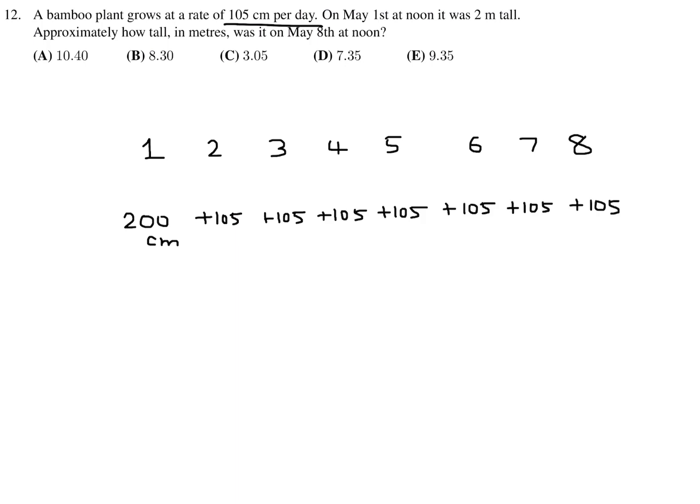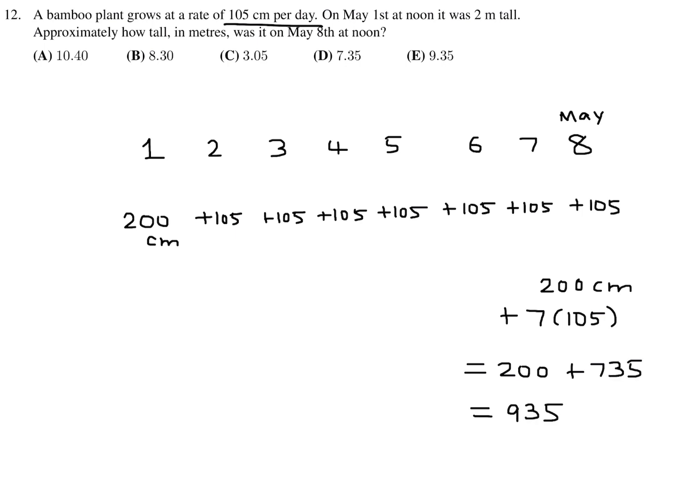So by the time you get to May 8th, which is over here, you're going to have 200 centimeters, which was the original height on May 1st, plus 1, 2, 3, 4, 5, 6, 7 times 105. So that looks like 200 plus 735, and that is 935 centimeters. And in meters, that would be 9.35. And therefore, number 12, the answer is E.